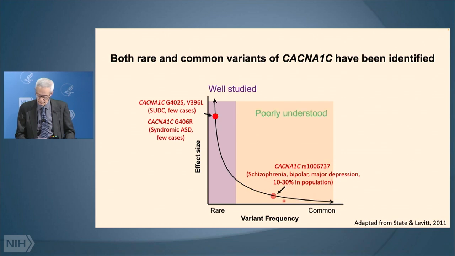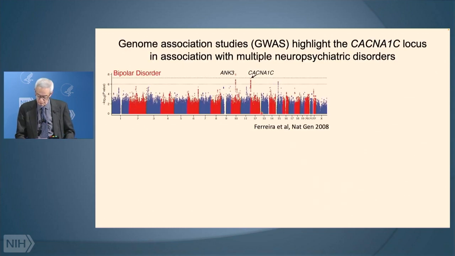And I'm going to skip through this and say, we know a lot about the etiology of these rare mutations. How can we study the poorly understood ones? One answer is we team up with geneticists who tell us in an unbiased way that there's a strong association with the CACNA1C gene, the very gene that causes autism or causes SUDC.